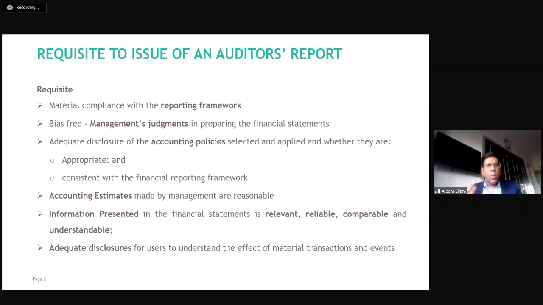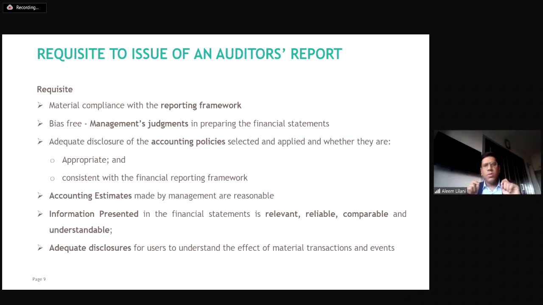Okay, one, compliance with the reporting framework. Of course, it goes without question. We are always focused on compliance with the reporting framework. That is the Schedule 3, Ind AS, IFRS, AS, all the disclosures. That is the reporting framework. Perfect. We always look at that.